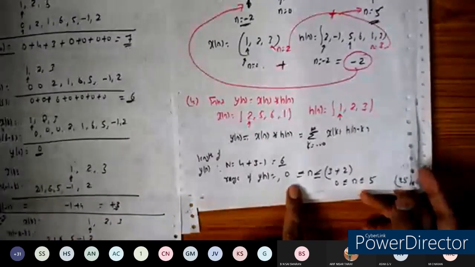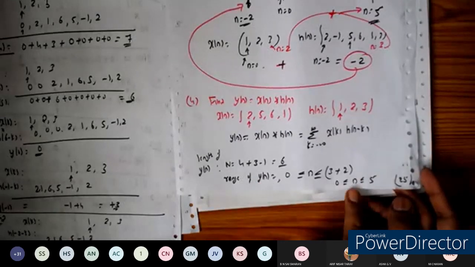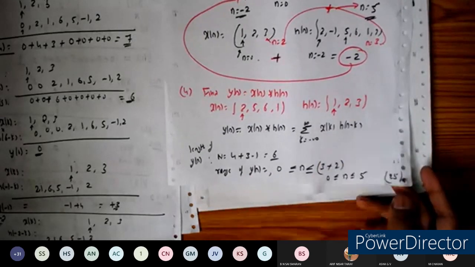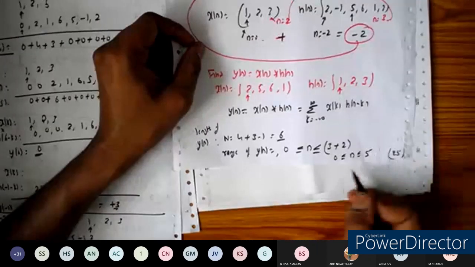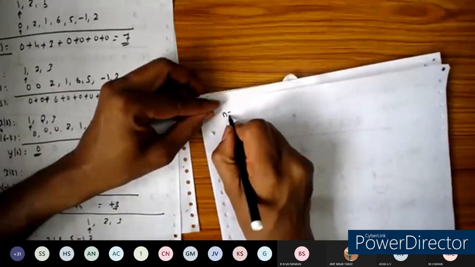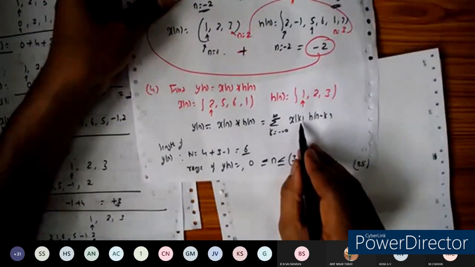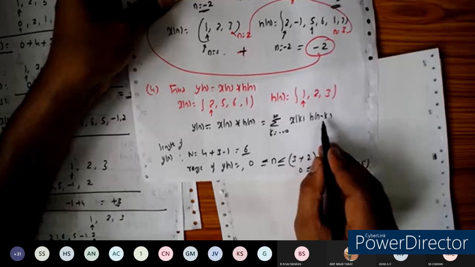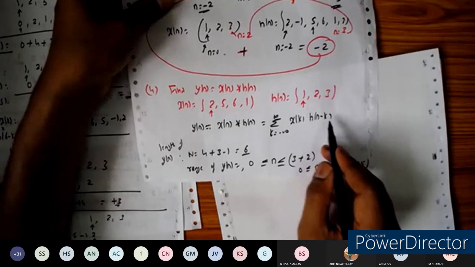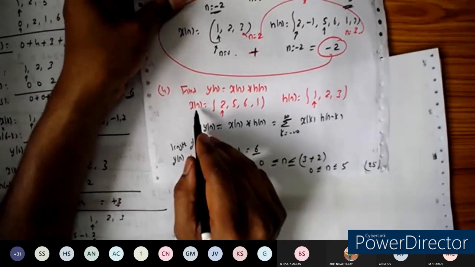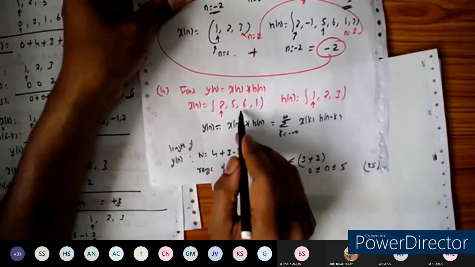Okay, so done. Now the range of y of n is going to extend from 0 to 5. Let us see whether this applies to the solution we get for the problem. Here n can take the range from 0 to 5. Now I'm going to first substitute n equal to 0. As per the formula, if I substitute n equal to 0, we get x of k, and this will become h of n minus k. H of n minus k means n equal to 0, so you'll get h of minus k here. Okay, x of n is there. We want x of k, so just replace n by k. We can assume this is the sequence x of k here.